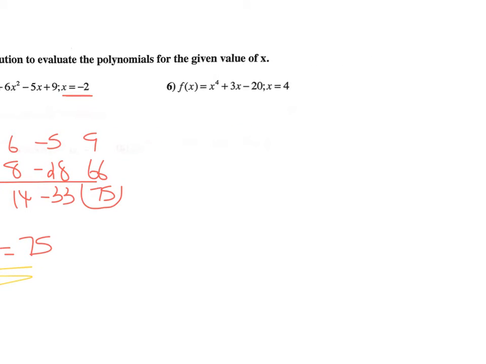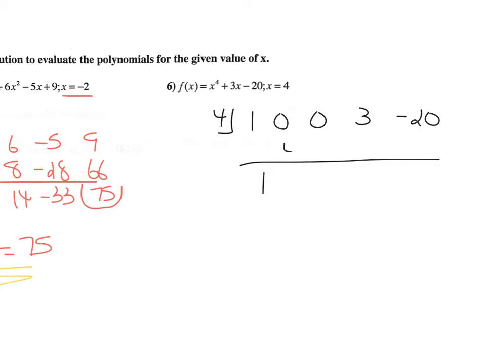Number 6. Number 6 is a little bit different because you are going to need some zeros. We have x to the 4th. We have 0. We have no x cubes. We have no x squareds. We do have an x and a minus 20. Start off the same way. Bring the 1 down. Multiply what was in the box.